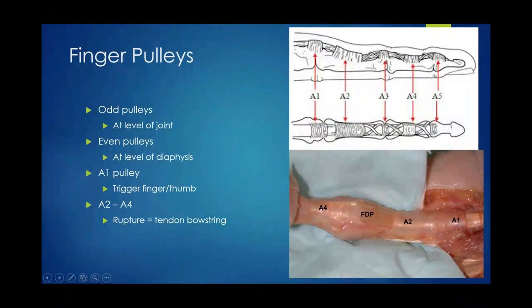The most commonly involved ones clinically would be the A1 pulley, which would be responsible for trigger finger or thumb. The A2 through A4 pulleys can be injured traumatically through forced finger flexion, such as may be seen with rock climbing, where the retinaculums would tear and then lead to impaired function of the fingers as a result.